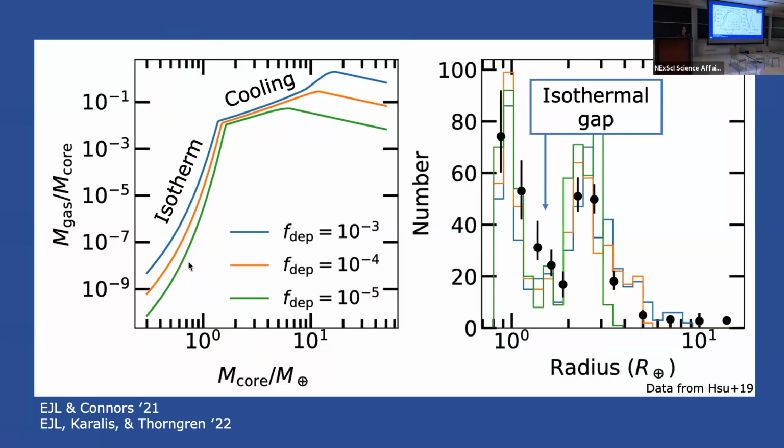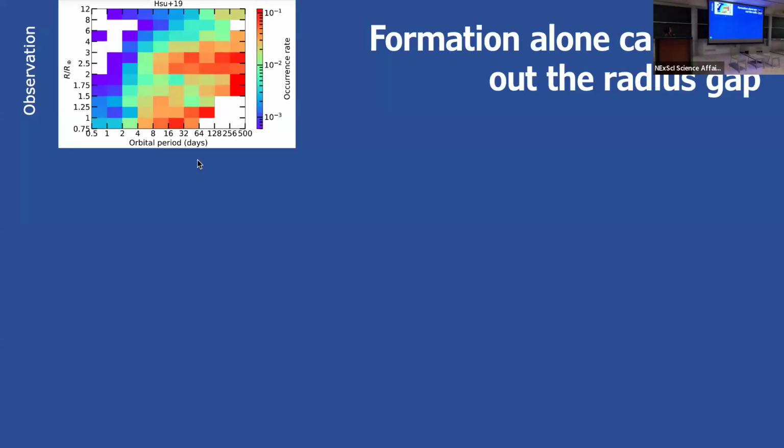You get what I would call the isothermal gap. So that's the deficit of planets that would occupy these points over here. That agrees extremely well with the observed radius gap that we see in the data shown in the black dots. This radius gap or radius valley also appears in radius versus period space. There are many different versions of this plot.